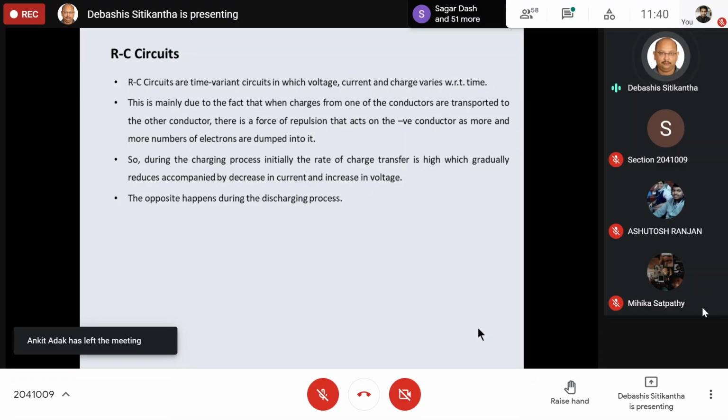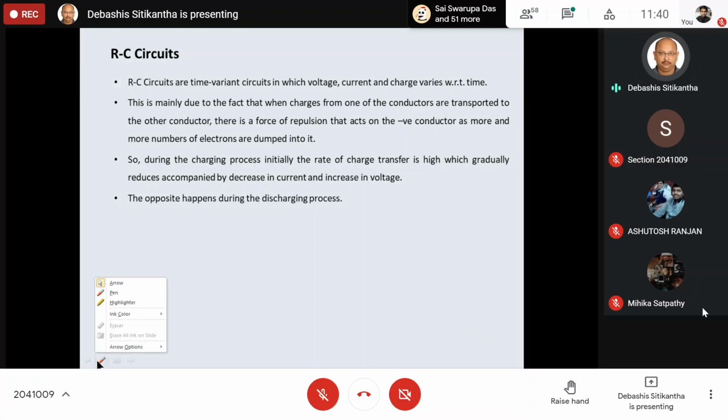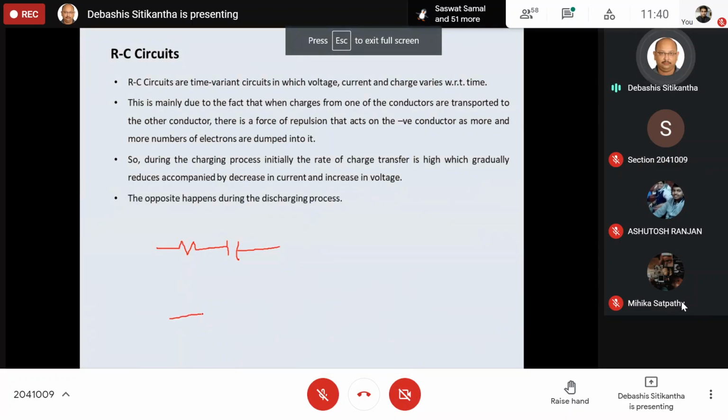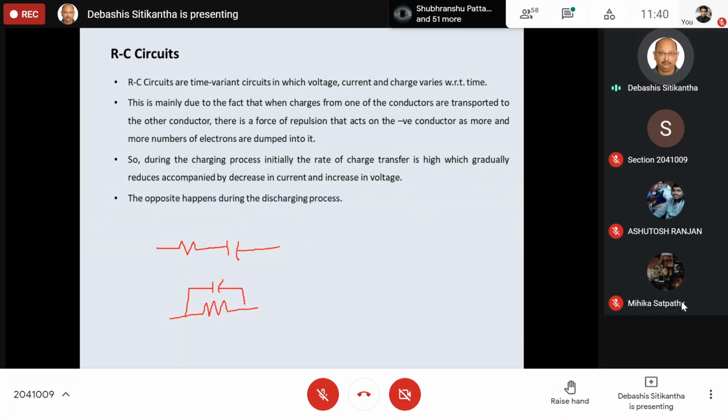Now, what is an RC circuit? Usually, if a resistance is connected in either series or in parallel across a capacitor, it is known as an RC circuit. So this is a series RC circuit, whereas if I am having a resistor and a capacitor like this, then it is known as a parallel RC circuit.